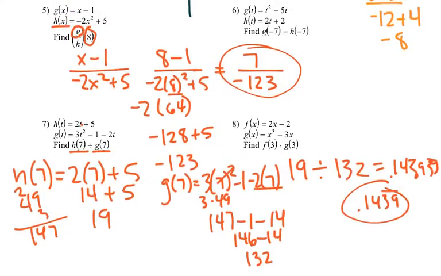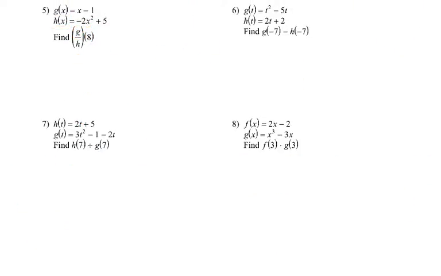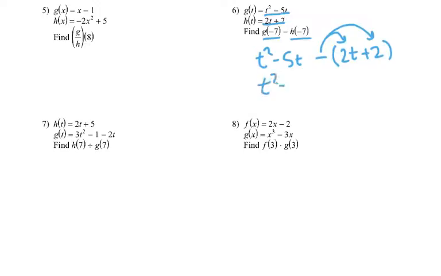Alright, so now 6 and 8. So 6, let's combine the functions first, and then we'll apply it. So it's subtraction. So g, which is t squared minus 5t, minus this whole function. So put the whole function in parentheses, because that negative applies to both. So instead of just minus 2t plus 2, it's actually minus 2t minus 2. Okay? Then, like terms, t squared, negative 5, negative 2, negative 7t minus 2.